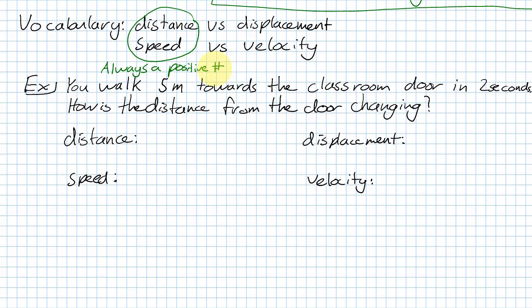Whereas displacement and velocity represent the same basic concepts, except they can be positive or negative numbers, and they indicate direction too.